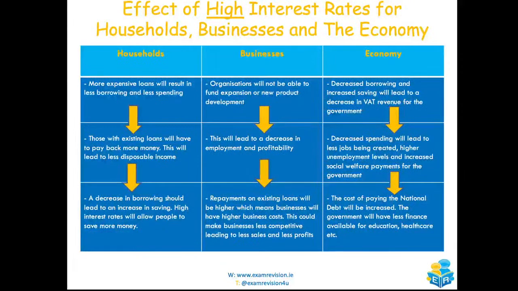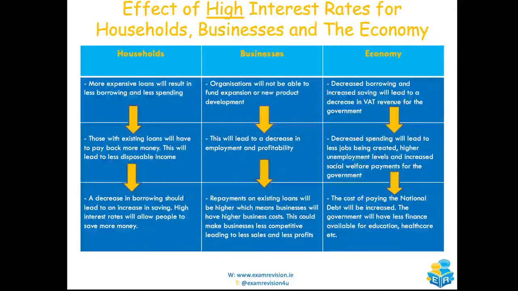It also means that those who have existing loans will have to pay back more money, which means that they'll have less disposable income than they thought. However, if there's a decrease in borrowing, this should lead to an increase in saving, and the high interest rates will allow more people to save more money.